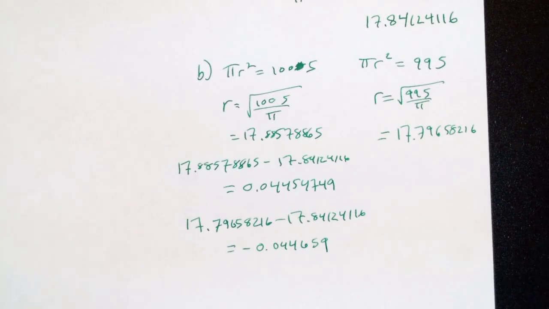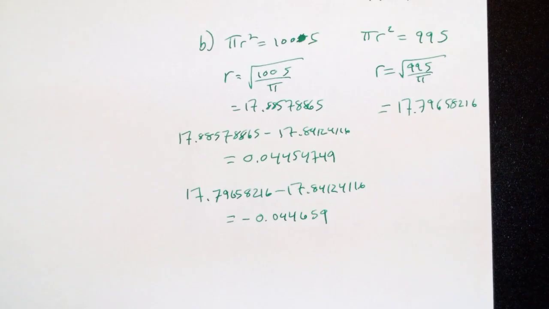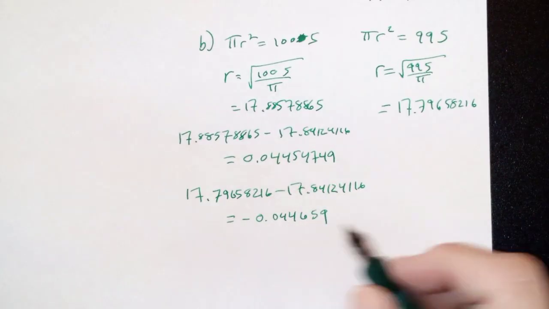Now, one's positive and one's negative, but I really don't care about what sign the number is. I just care about the size. So I'm going to think about ignoring that minus sign and take the absolute value in both cases. Which one of those numbers is smaller in absolute value? Aha. 0.04454 versus 0.0446. Okay.